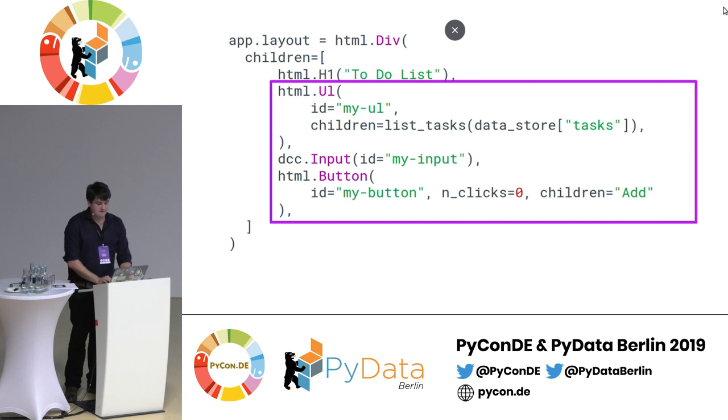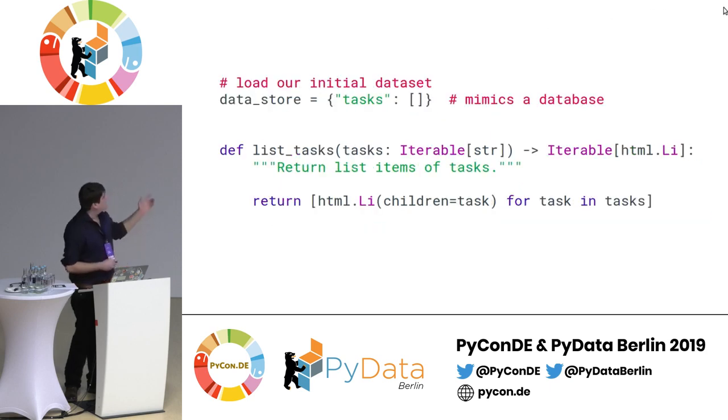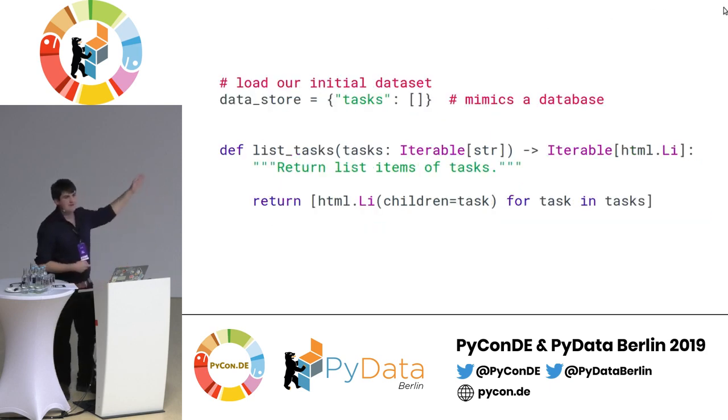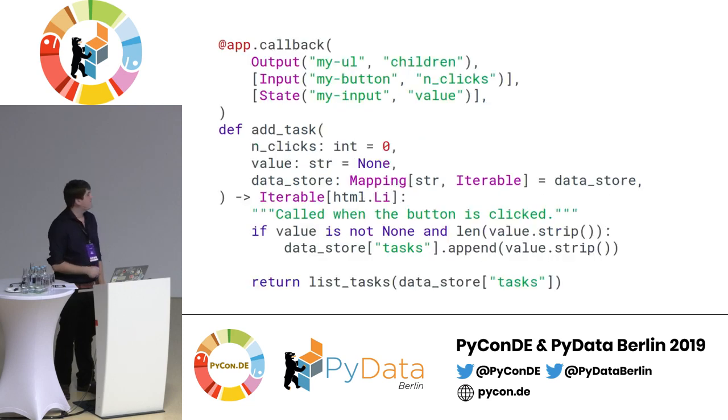And so then I define a callback. Here I'm mimicking having a database, say. So in this example, I've just literally put a list inside of memory, and I've got this function that will give me a list of list items here. So this is an HTML tag.